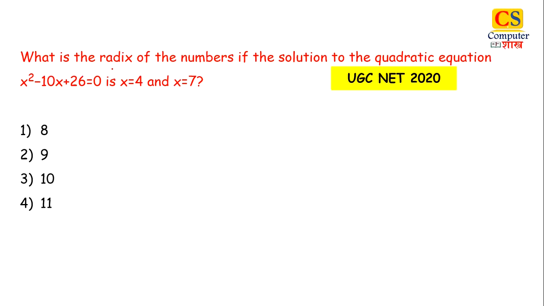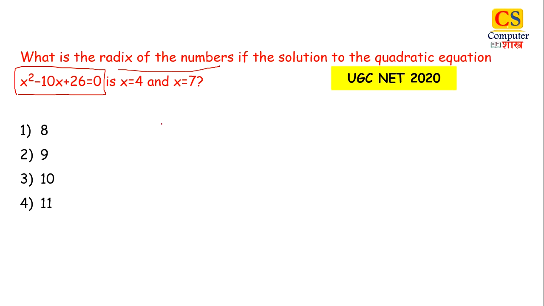Next question is, what is the radix of the numbers if the solution of the quadratic equation x square minus 10x plus 26 equals to 0 is x equals to 4 and x equals to 7. Now in this question we are given roots of the quadratic equation and we need to find the base or radix of this number. Okay. Now this is a basic mathematics question.